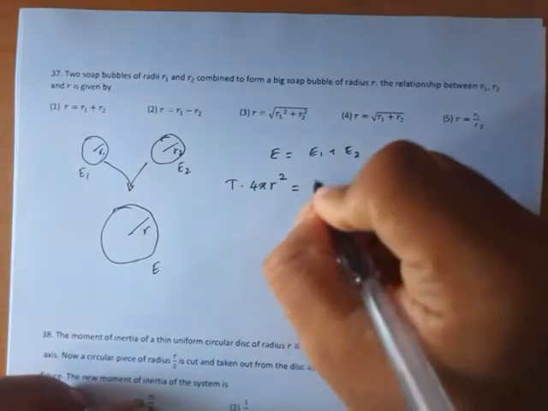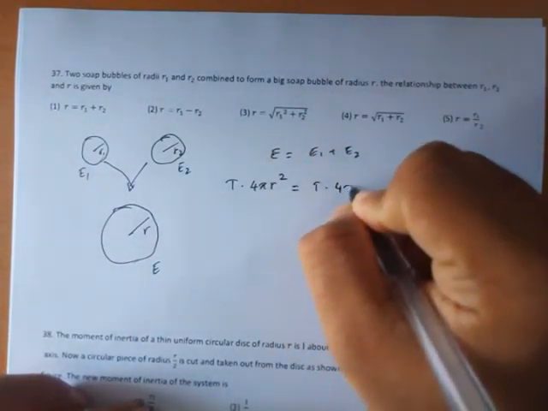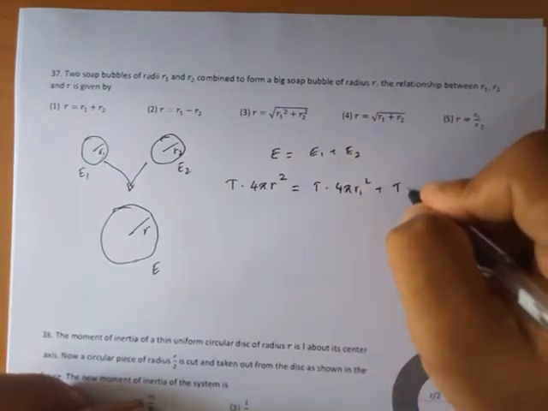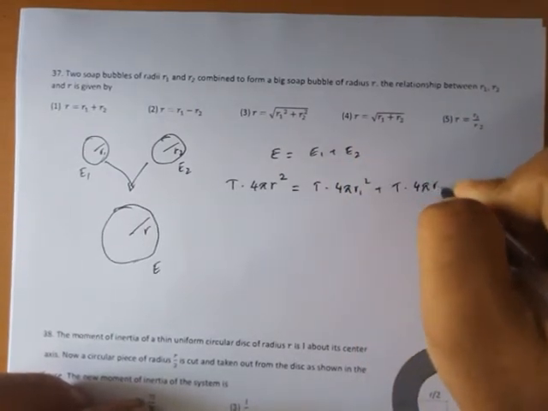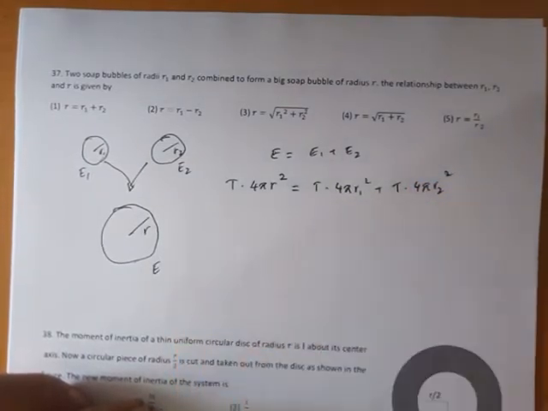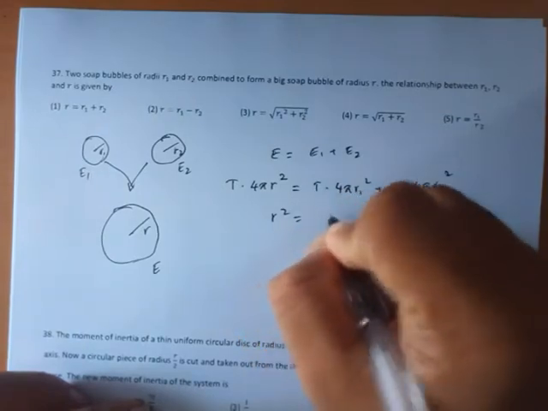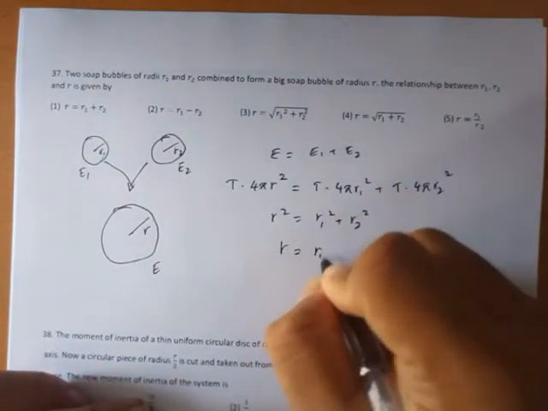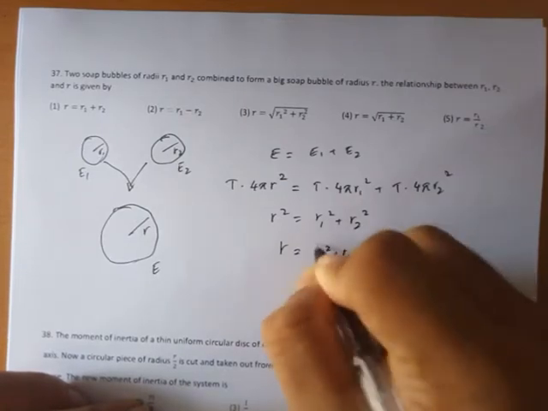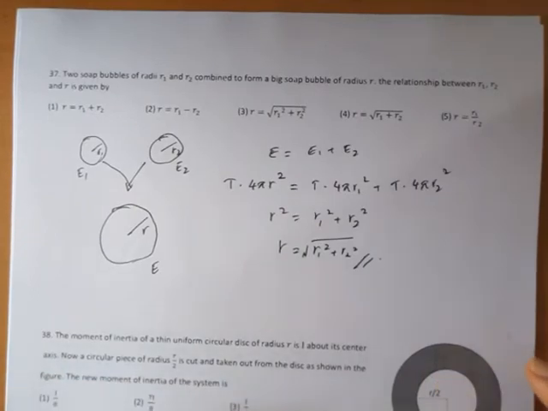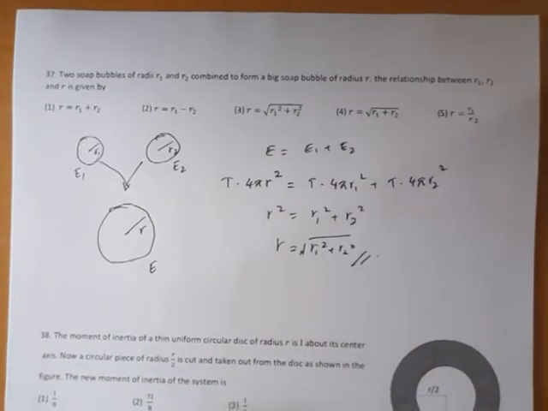So now I can write E1 is T times 4 pi R1 squared plus E2 is T times 4 pi R2 squared. So T times 4 pi cancels off. So we get R squared is equal to R1 squared plus R2 squared. Therefore R is equal to the square root of R1 squared plus R2 squared. Okay, so not a big thing. Let's move to the next question, 38.